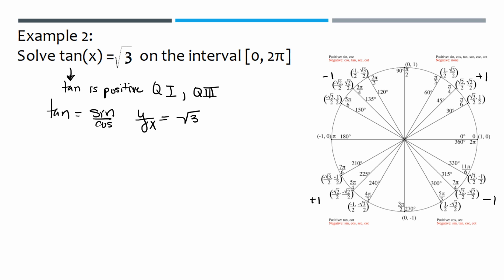So let's go ahead and look at tangent of pi over 6, because I'll have the same value around each of the pi over 6 radians. So tangent would be 1/2 divided by the square root of 3 over 2.